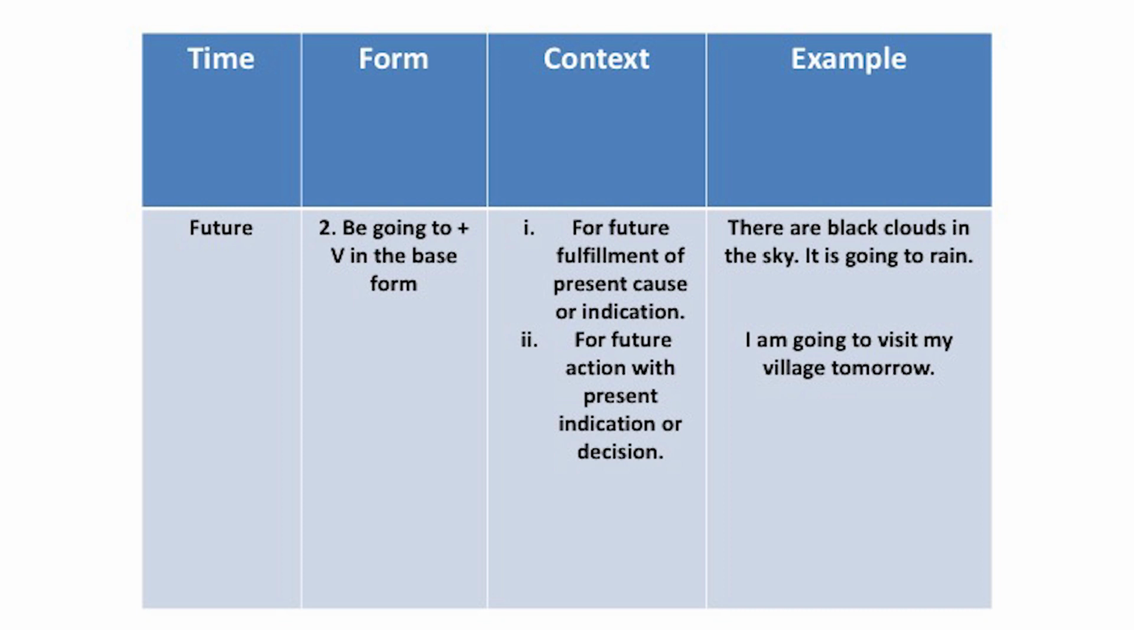Then for future action with present indication or decision, I am going to visit my village tomorrow. At present I am taking the decision, I will go on a visit to my village, and I am going to visit my village tomorrow. So, this is all about be going to plus verb in the base form to express the future time.